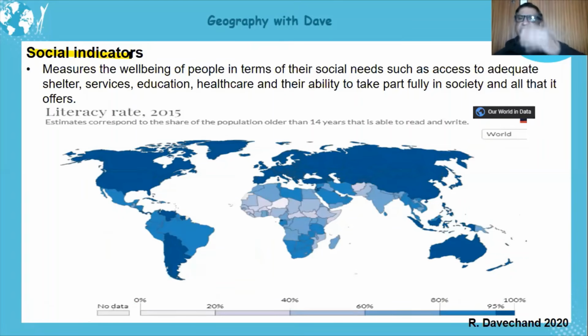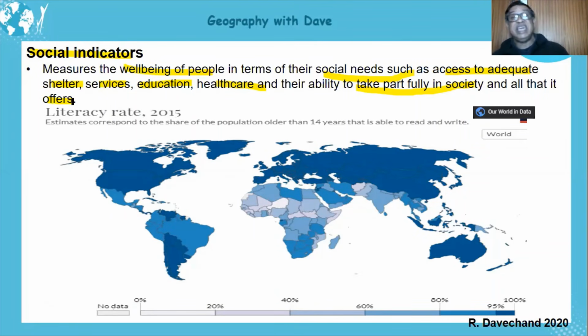Okay, then social indicators. Again, learners, this is grade 9 again, all right, but we're revising it. It measures the well-being of the people in terms of social needs, such as access to adequate shelter, services, education, healthcare. The list is endless, all right? And the ability to take part fully in society and all that it offers. So the quality of life of the people.